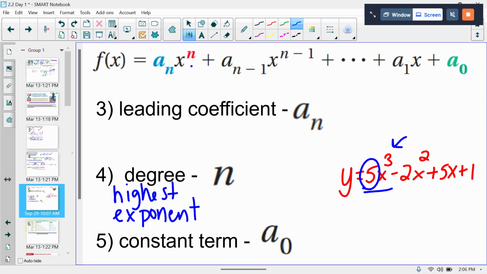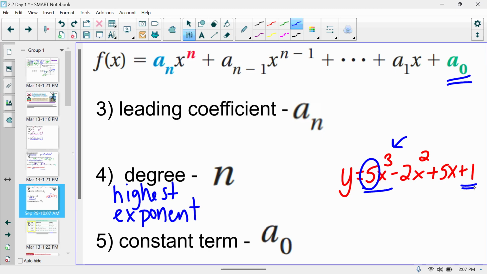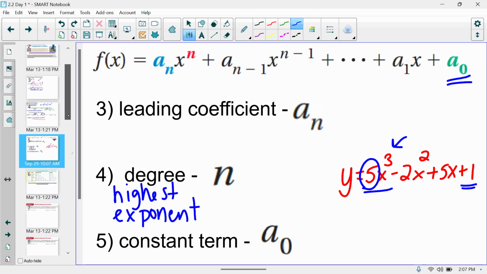Because remember I told you, if this is 5, the next one is 5 minus 1, so 4, okay? So that's why we say that it's n. It's always the highest one. And then the constant term is that number on the end, the part that has no variable with it. So in my example, the constant would be the number 1. It's the part that has no variable with it, okay?